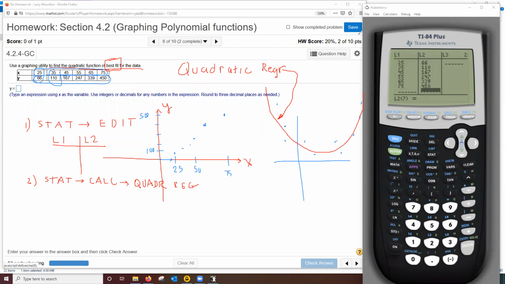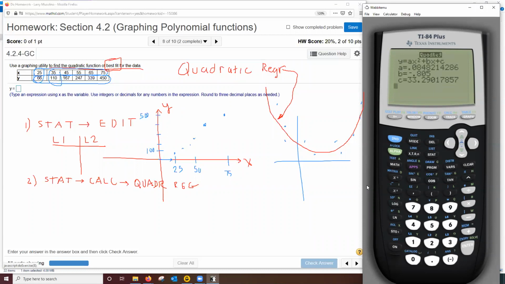Okay, so let me come over here. I'm going to go to stat. I'm going to use the arrow to move over to calc. And if I come down here, you might notice line 5 says quadratic regression. So I'm going to come down to line 5, hit enter. And it's telling me that the X data is in list 1, the Y data is in list 2. So that's all correct. So now I'm just going to scroll down and hit calculate.